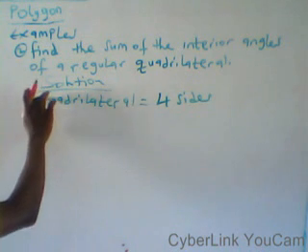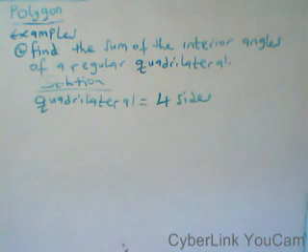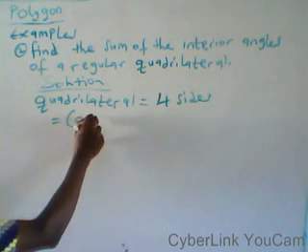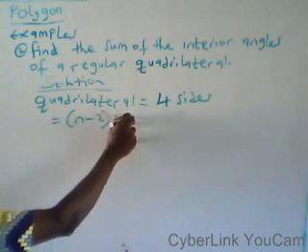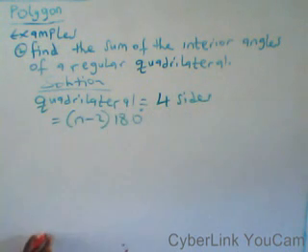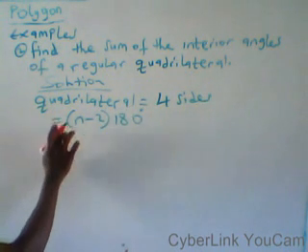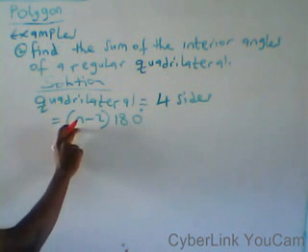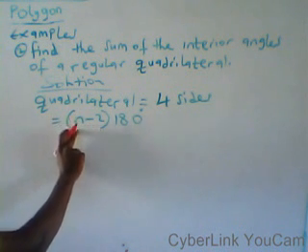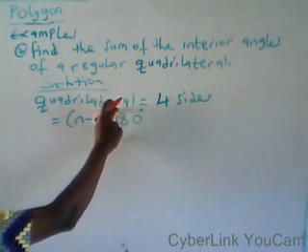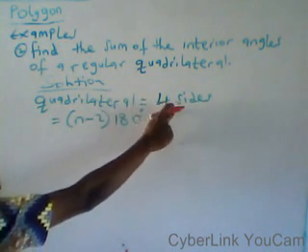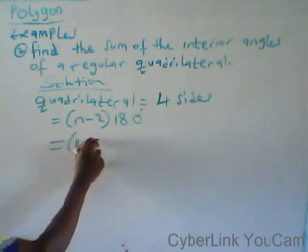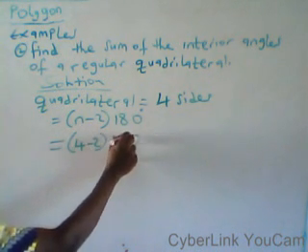We apply the formula that says the sum of interior angles of a regular polygon is equal to (n minus 2) times 180 degrees. In that case, n stands for the number of sides. And we already know that the number of sides of a polygon called a quadrilateral is 4. This will now equal (4 minus 2) times 180.